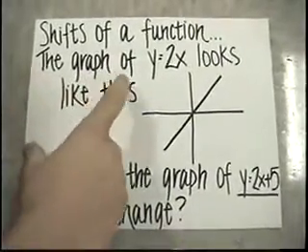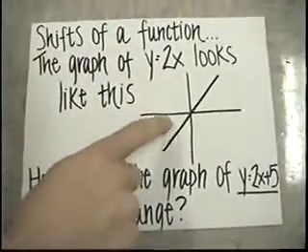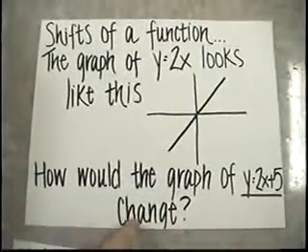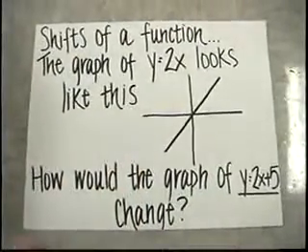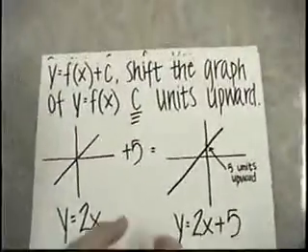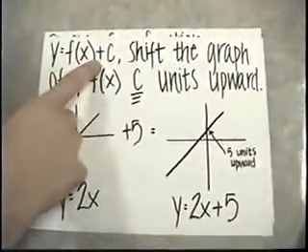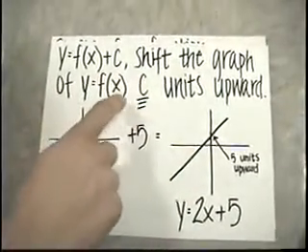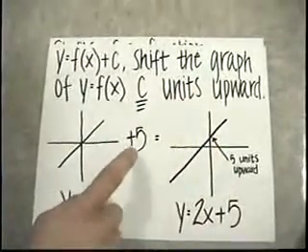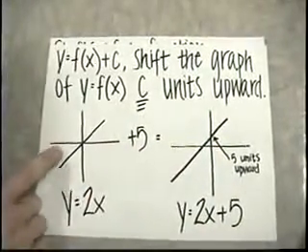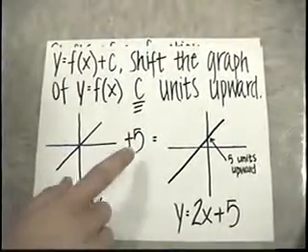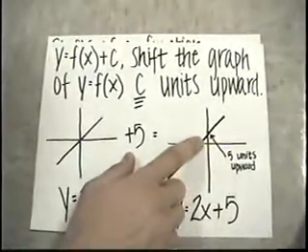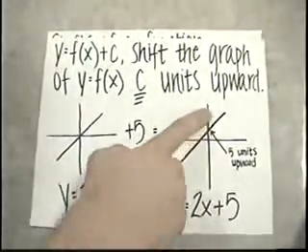The graph of y equals 2x looks like this. How would the graph of y equals 2x plus 5 change this? Well, using y equals f of x plus c, it says that you have to shift the graph of y equals f of x c units upward. And in this case, c is 5, so we take the original graph of y equals 2x, and then we make it y equals 2x plus 5, and in this case it shifted the graph 5 units upward, as seen right here.